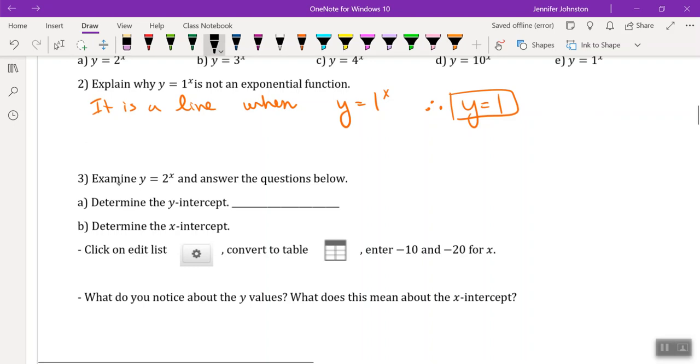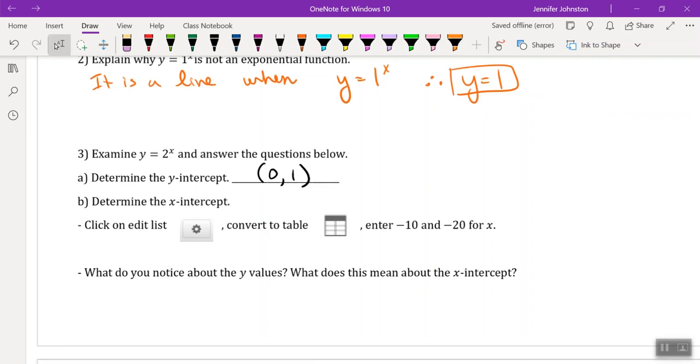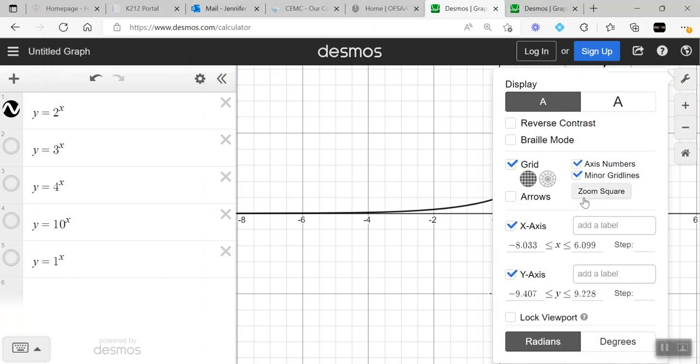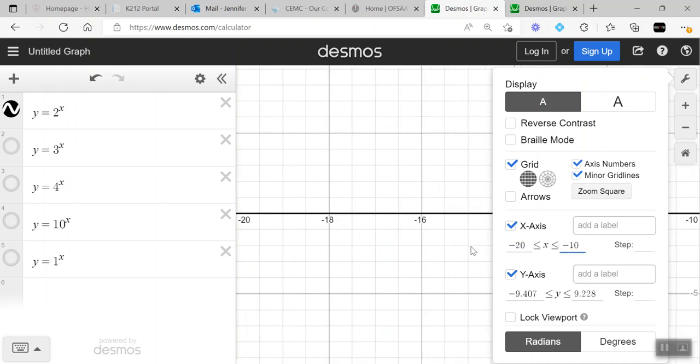Right, examine the function here. So we just looked at them. What's the y-intercept? At (0, 1). Determine the x-intercept. Okay, so it's saying here to enter from -20 to -10 for x. We can do this by going over to the wrench, and then you can change your x values to -20. So it's just looking at the window from -20 to -10. And let's go check out and see.